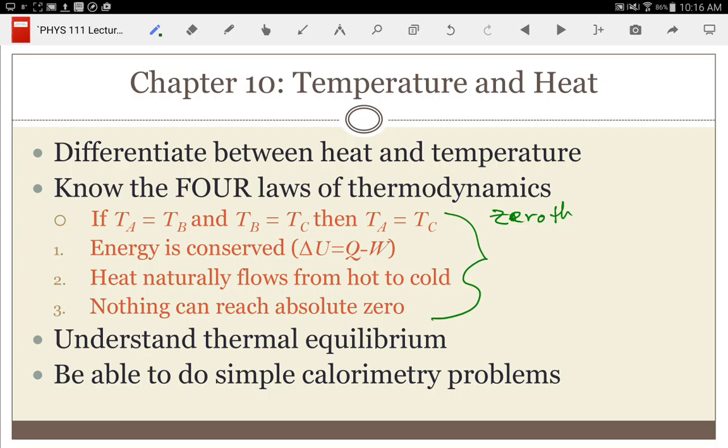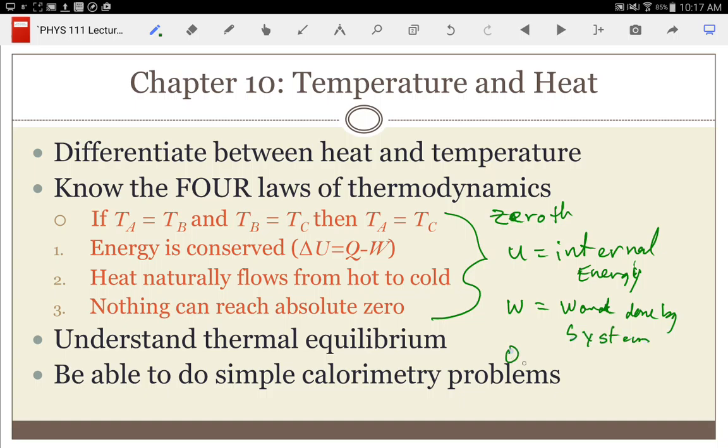First law: energy can't be created or destroyed. We have our symbols here. U is internal energy. That's the kinetic energy of the molecules and the potential energy of the molecules, all put together. And then W is the work done by the system. And of course, I forgot and skipped Q. Q is equal to the heat added to the system.